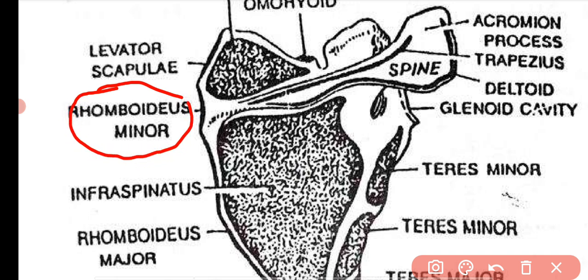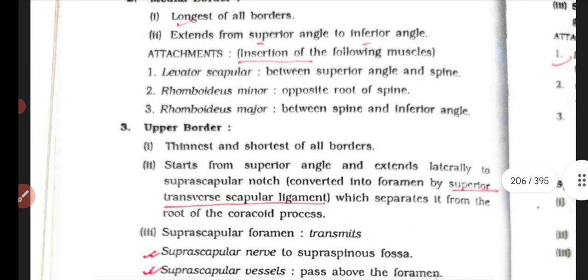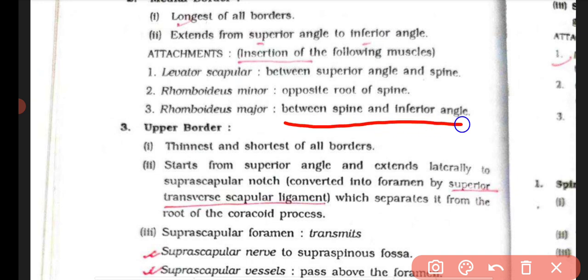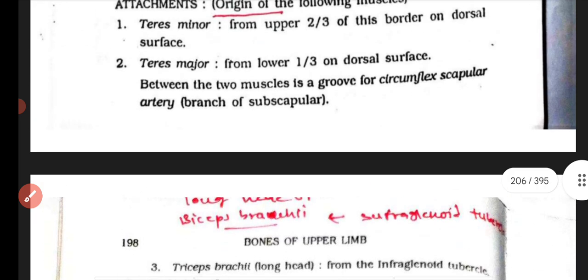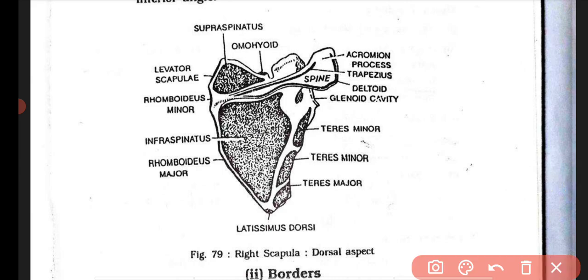And the rhomboideus major comes between the spine and the inferior angle. Rhomboideus major is inserted in between the spine and the inferior angle. This one is the inferior angle and this one is the spine. The whole muscle inserted in between the spine and the inferior angle is known as the rhomboideus major.